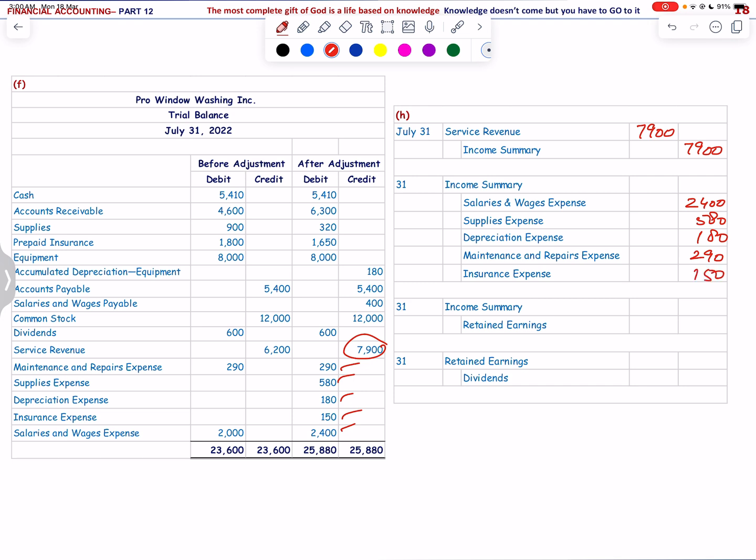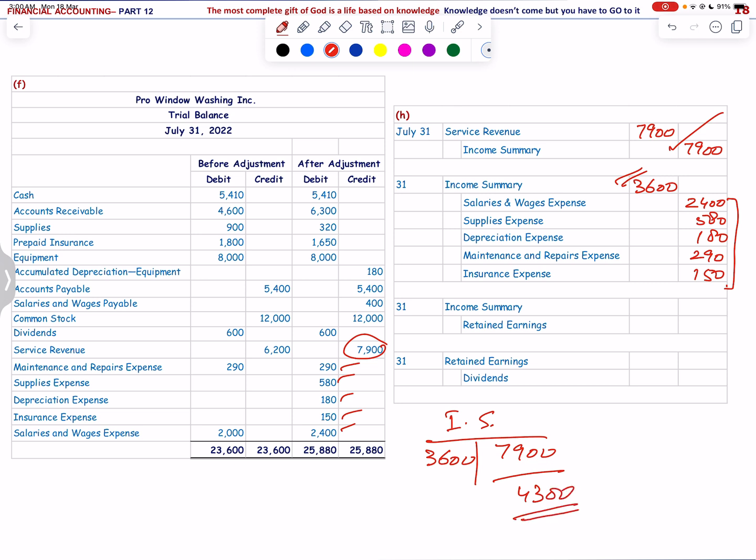Now if we make the T account for the income summary account, income summary is credited by 7900, and income summary is debited by 3600. So the balance is 4300, and to close this, income summary has to be debited by 4300, and we will credit the retained earning. And finally we have to close the dividend, and the dividend is 600. So dividend is credited to close it, and retained earning will be debited by 600.